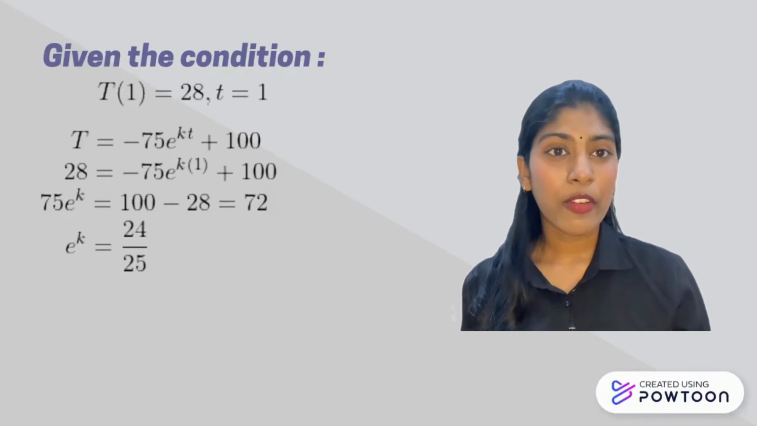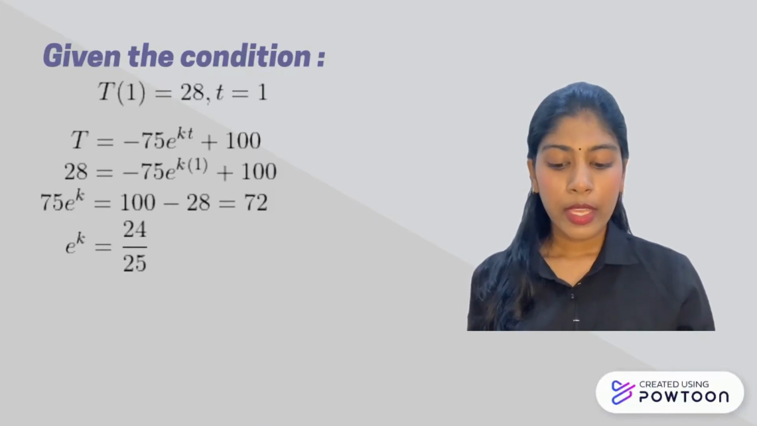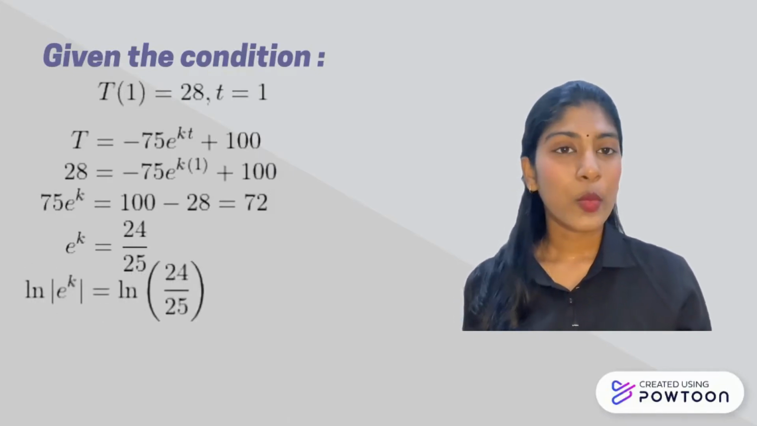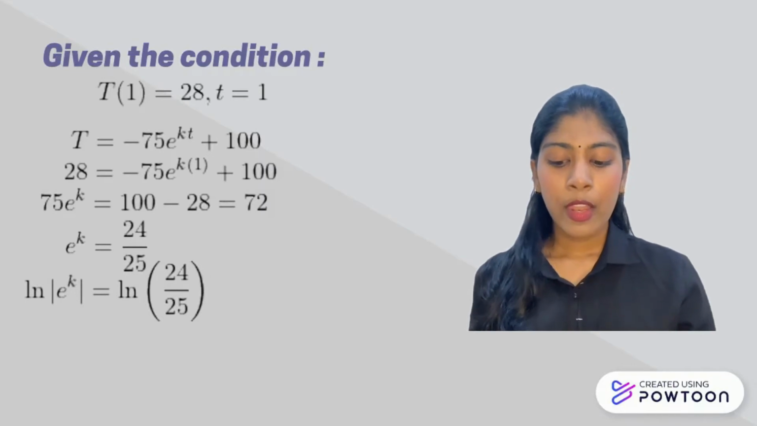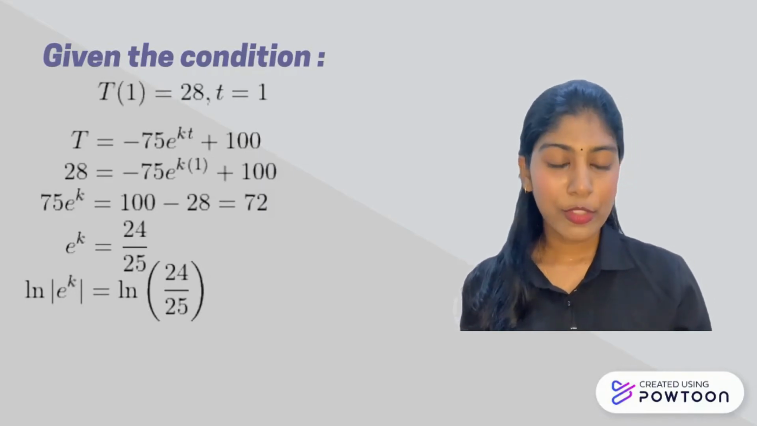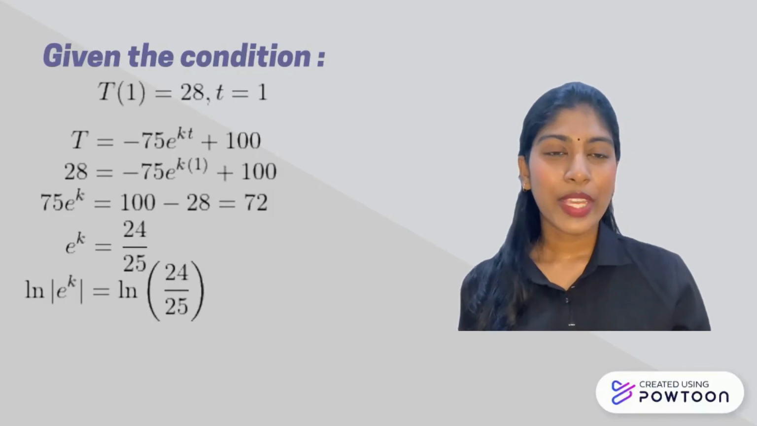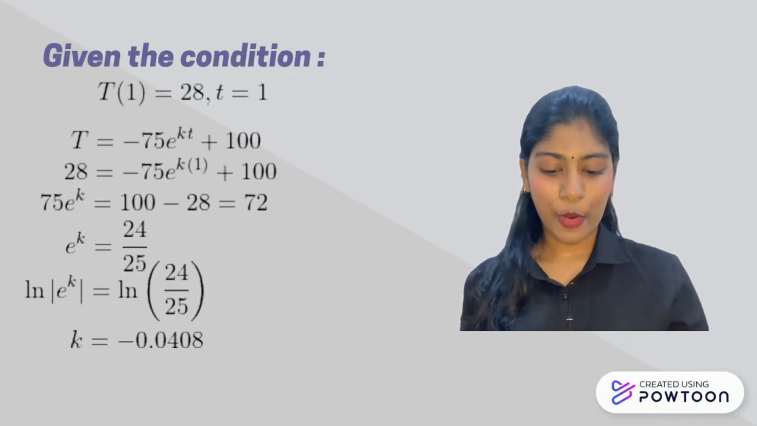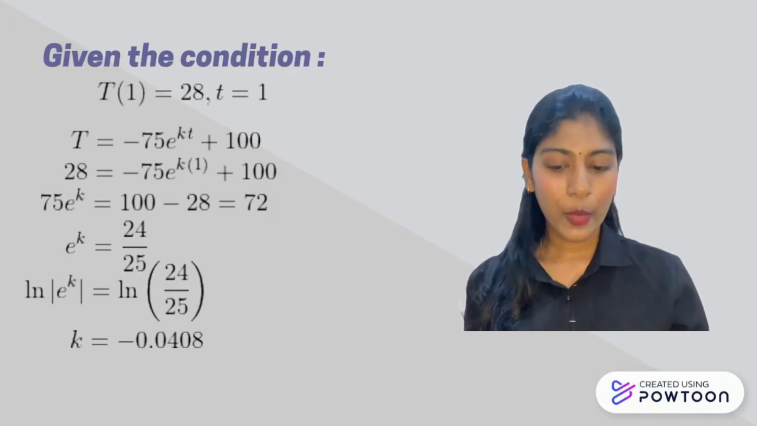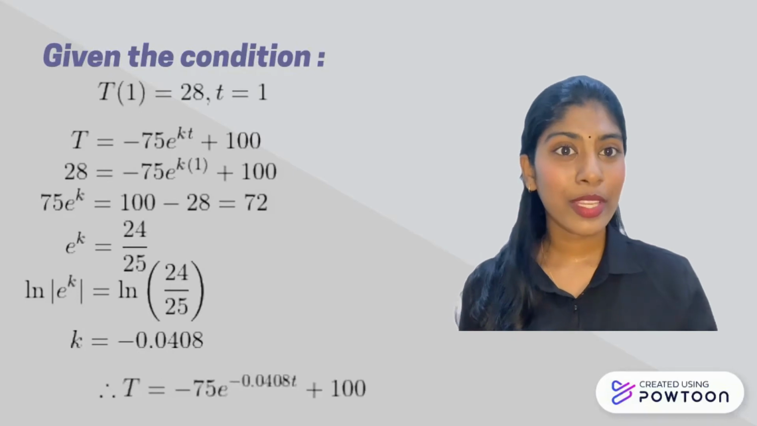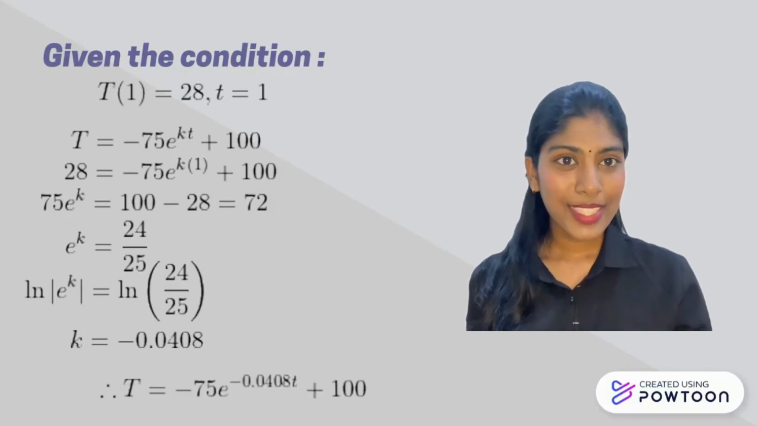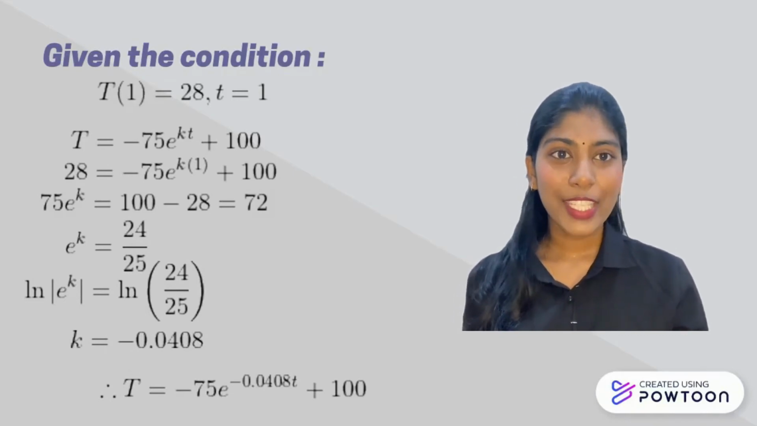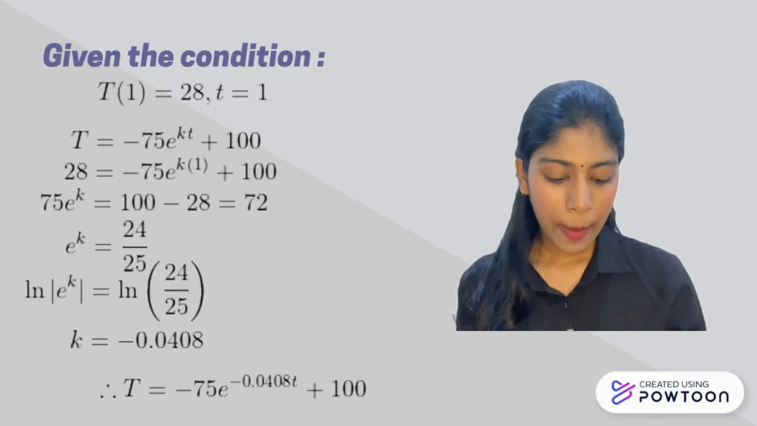Making e to the power of k the subject, we have e to the power of k equals 24 over 25. So we insert ln on both sides. We have ln e to the power of k equals ln 24 over 25. So we can solve for k. We have k equals negative 0.0408. So we substitute the k also in the general equation. We have capital T equals negative 75 times e to the power of negative 0.0408t plus 100.